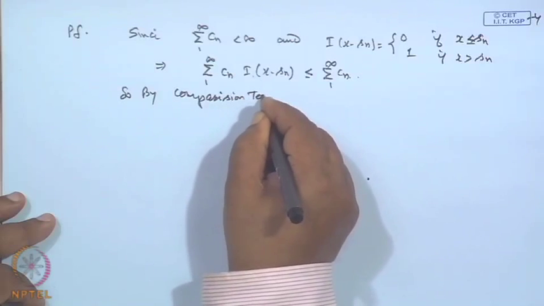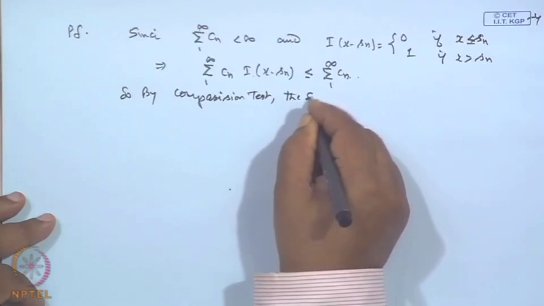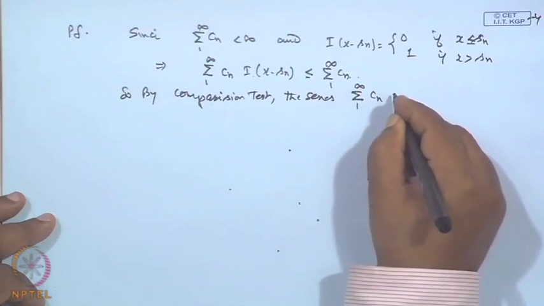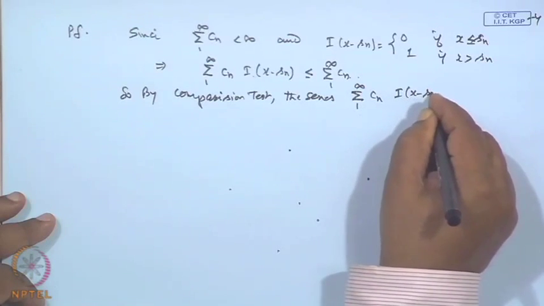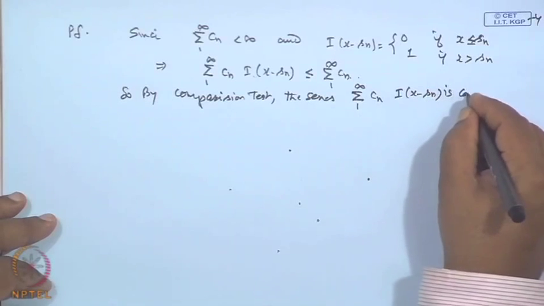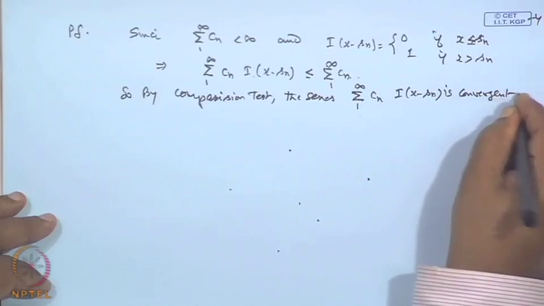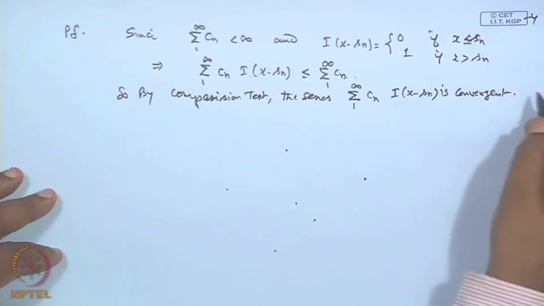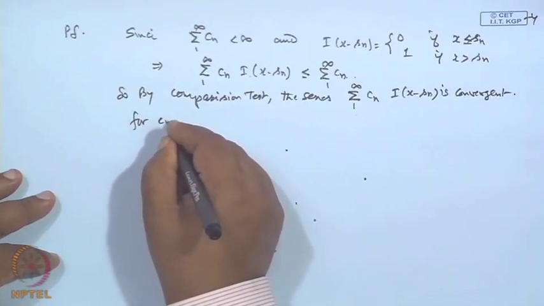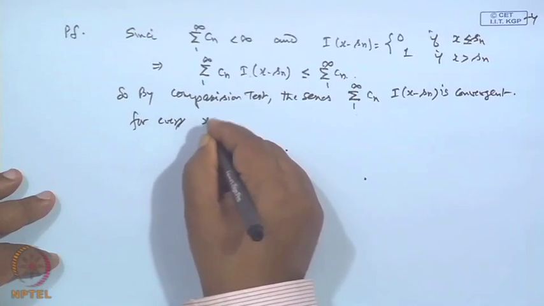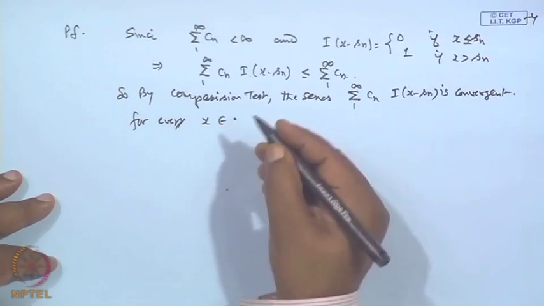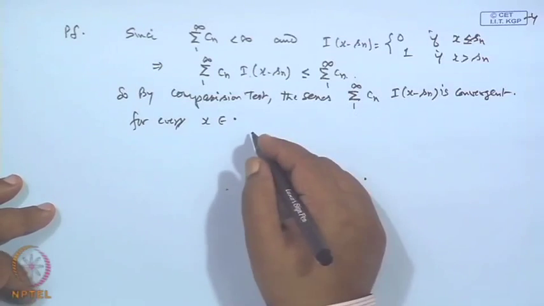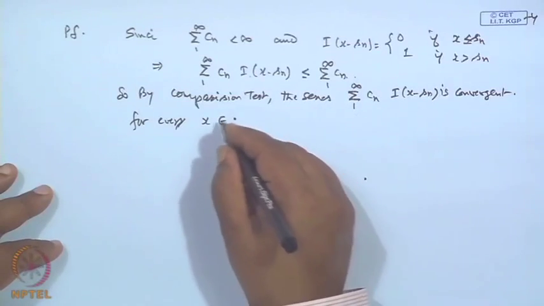the series sum over n from 1 to infinity of c_n I(x - s_n) is convergent. That's the first thing you get, and it is convergent for every x, for every x belonging to the interval [a, b]. Here, of course, we can choose the real line also. There is support for every x.